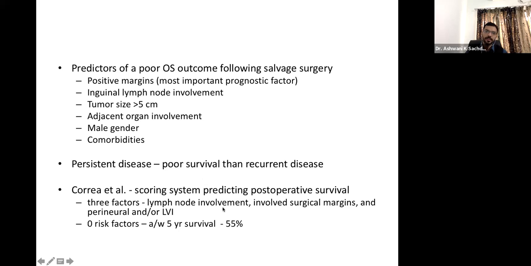Korea et al. have devised a scoring system for predicting the post-op survival based on three factors: lymph node involvement, involved surgical margin, and perineural or lymphovascular invasion. And they have found that if none of these factors is present, then the 5-year survival is about 55%.